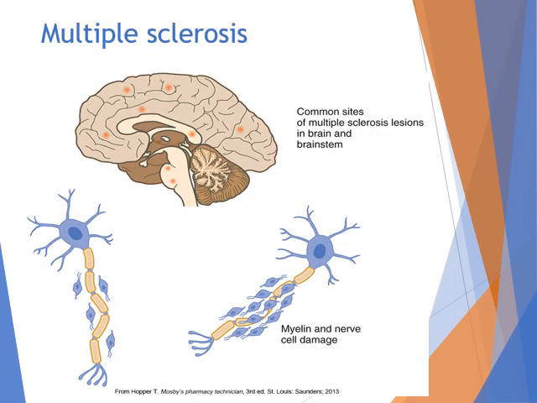So here's the picture I was talking about that's in your book. Common sites of multiple sclerosis lesions in the brain and brain stem. And where those lesions are is where basically the patient's going to have the problems. And you can see the myelin sheath damage, which leads to their physical problems.